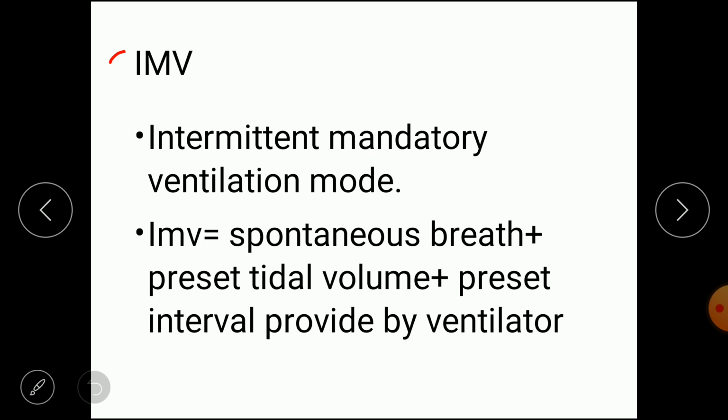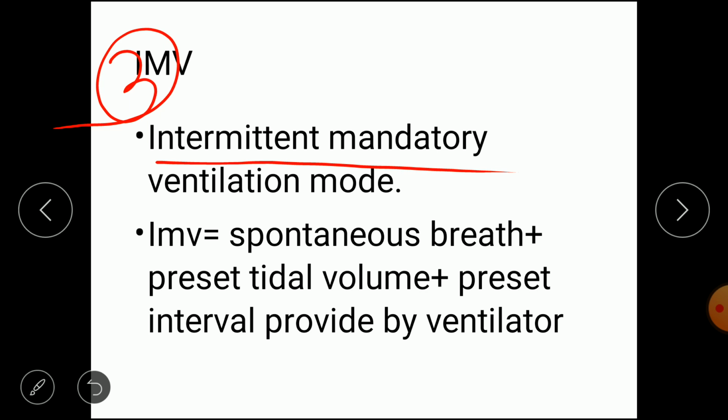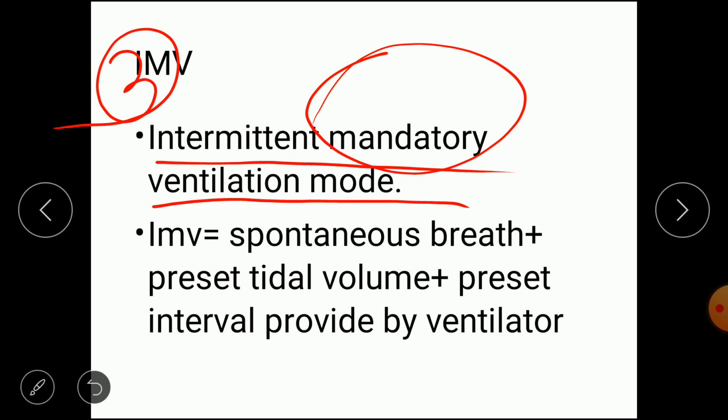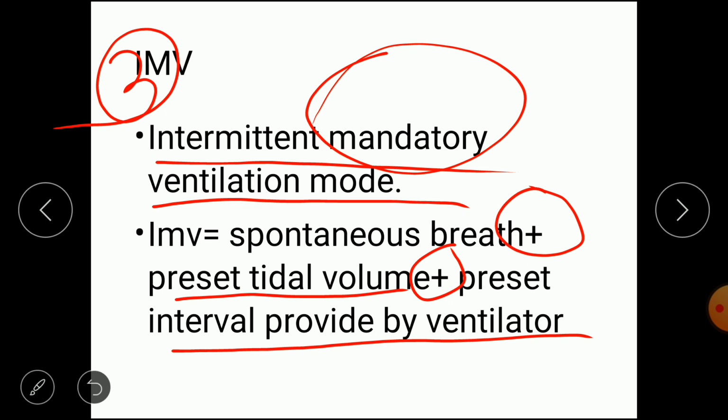Next, third, that is IMV mode. Third number: first we saw CMV mode, second is AC mode, and third is IMV mode. IMV means intermittent mandatory ventilation mode. Mandatory means control. So intermittent mandatory ventilation mode: spontaneous breath plus preset tidal volume plus preset interval provided by the ventilator. Intermittent means some interval provided by the ventilator.